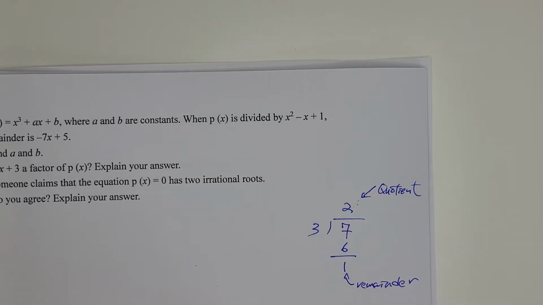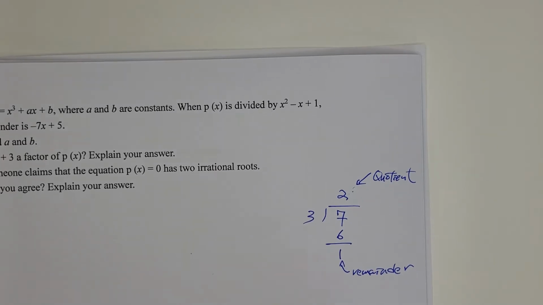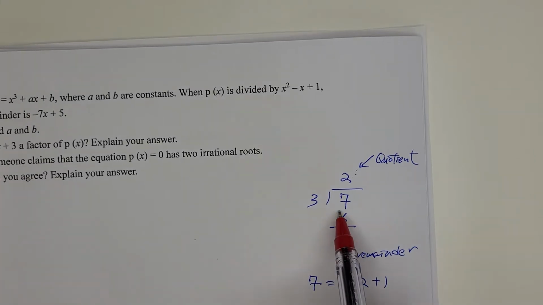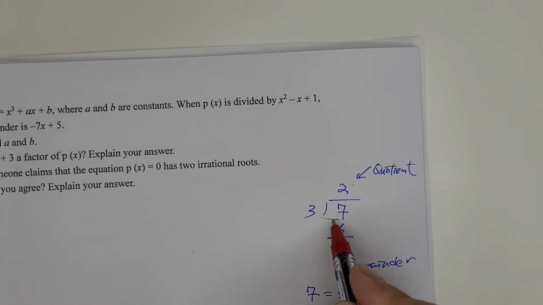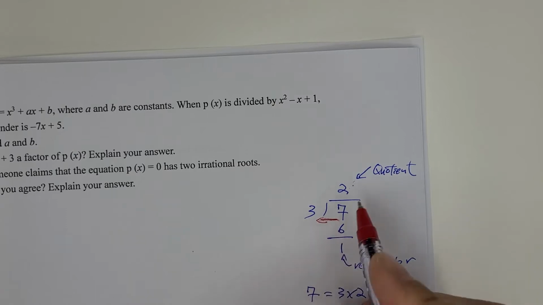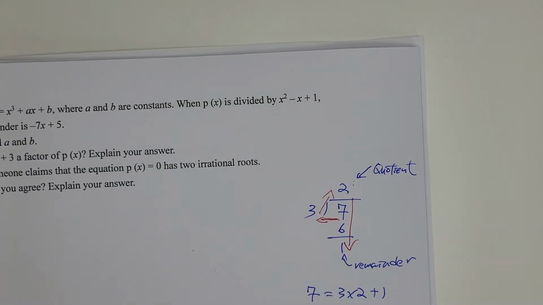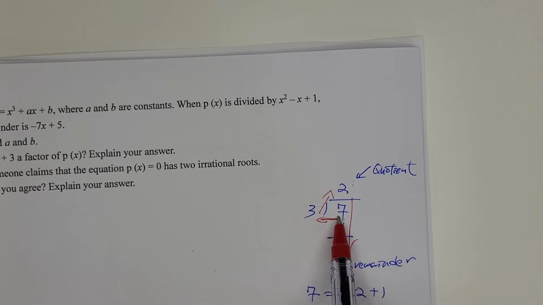Okay. So how do we write these numbers in the form of an equation? 7 can be written as 3 times 2 plus 1. 7 equals 3 times 2 plus 1. Okay, follow the position.